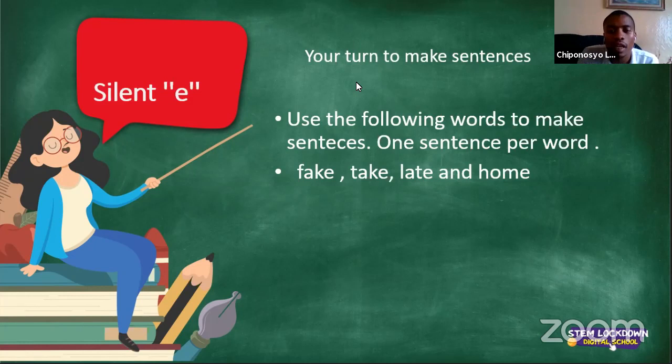Right. The last two words, so we used late, we used take. I want us to use the last two words. Anyone with the last two words for me?